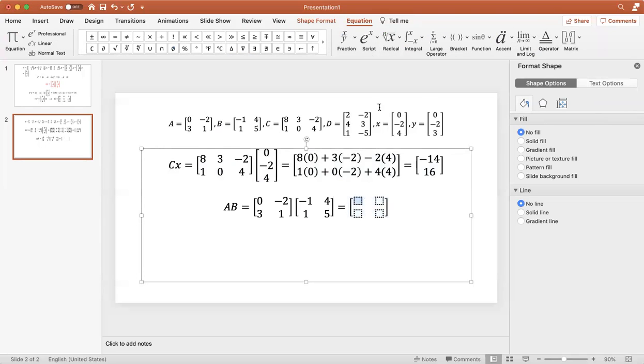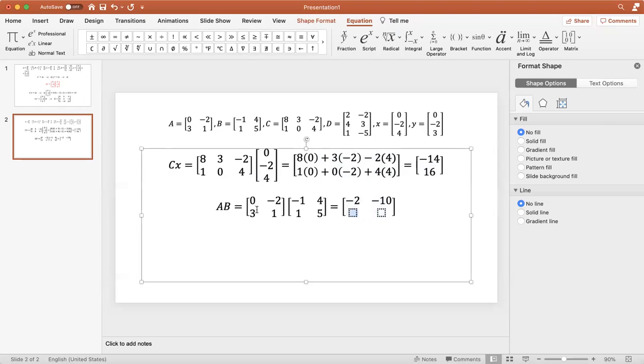So you get the sum product of the first row and the first column. So that's going to be 0 times negative 1, 0, plus negative 2 times 1, negative 2. So it is negative 2, right? Then you have 0, negative 2 times the second column vector 4, 5, so you'll have negative 10.